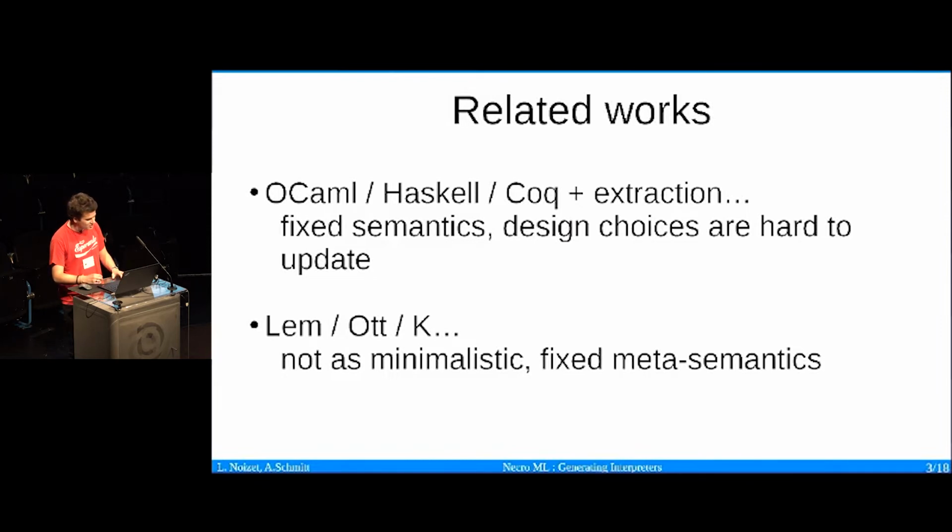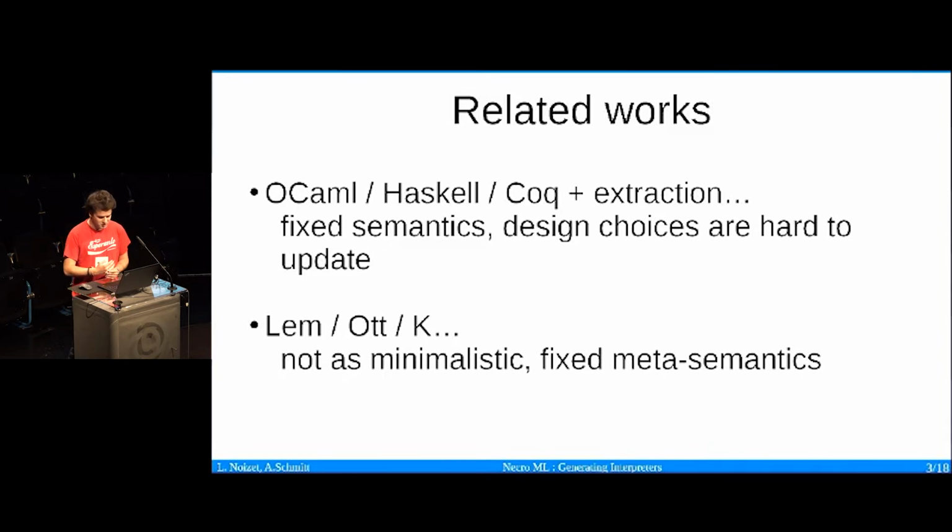So there are languages like Lem or the K framework, among others, which allow to describe the semantics of a programming language in order to use it then to generate, for example, interpreters or Coq formalizations and so on. This is interesting. Skeletal comes in this field, but it is way more minimalistic than these tools. And one main feature with Skeletal is that it allows for different semantics for the same description of a language.